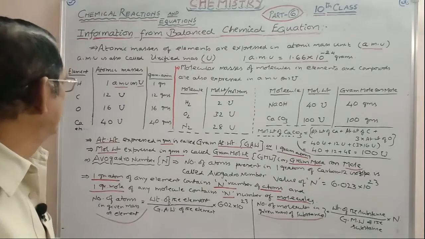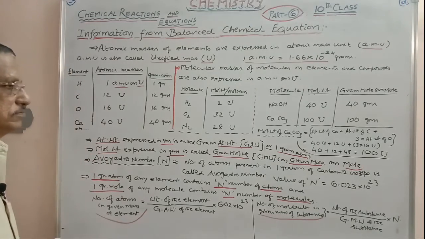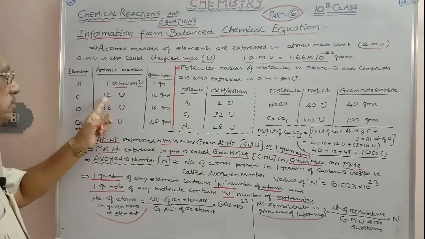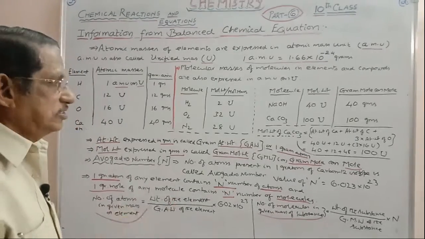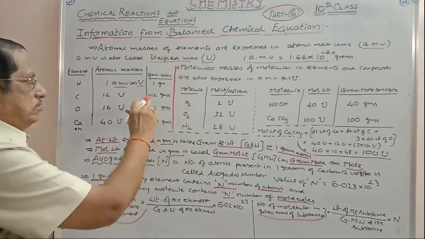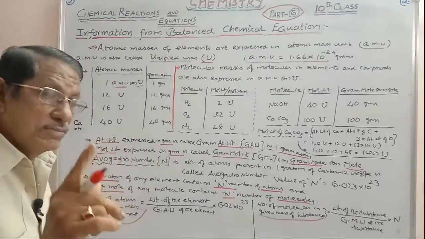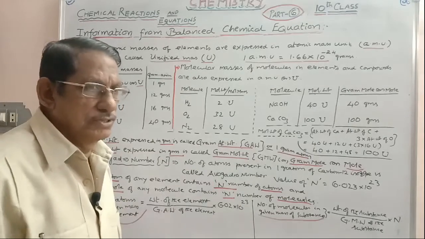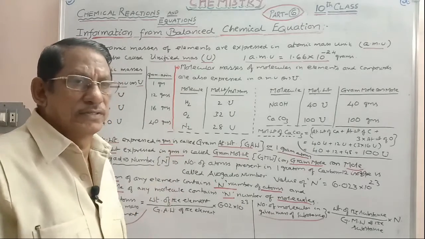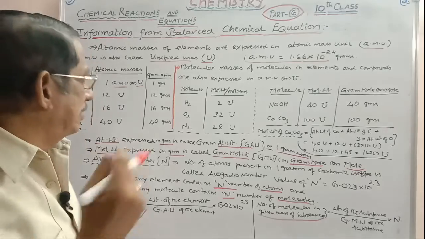Similarly, you can take carbon, its atomic weight is 12. It is 12 U, first information. Next, if it is expressed in grams, it is called 12 grams. 12 grams means 1 gram atom of carbon. Take 1 gram atom of carbon, means you have to take 12 grams. Take 0.1 gram atom of carbon, you have to take 1.2 grams, like that.